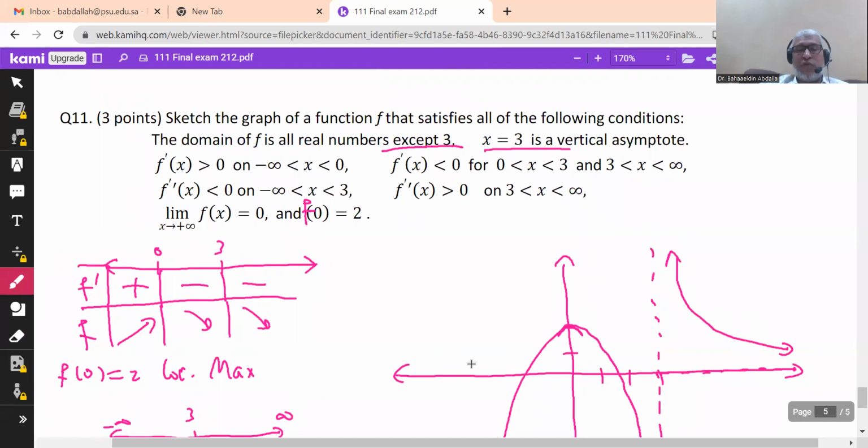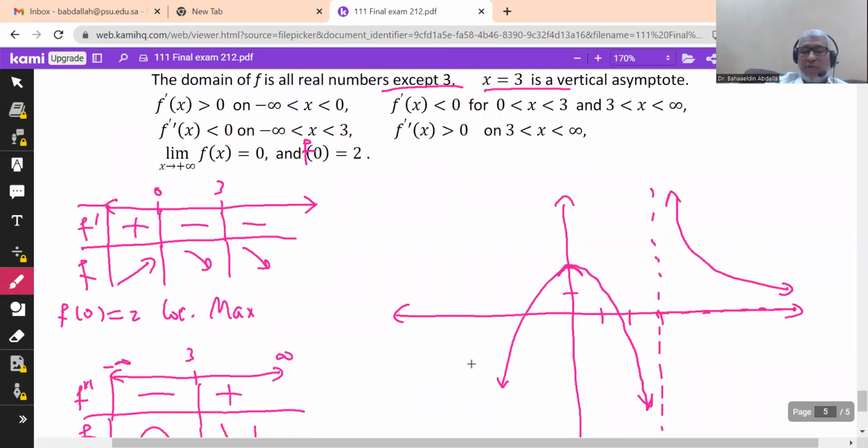f of 0 is 2. y equals 0 is a horizontal asymptote. x equals 3 is a vertical asymptote.